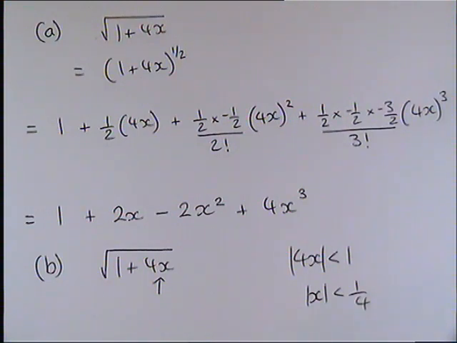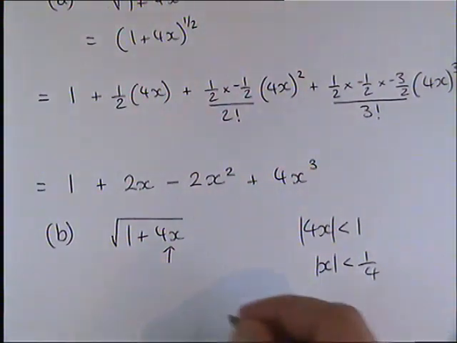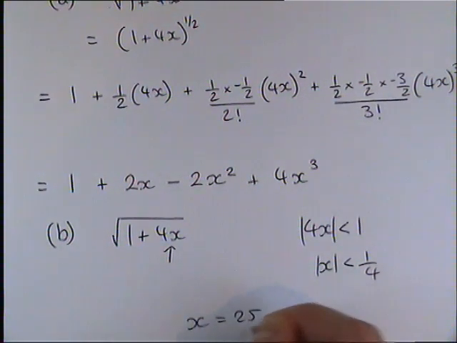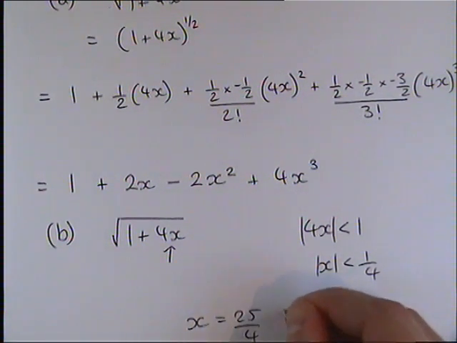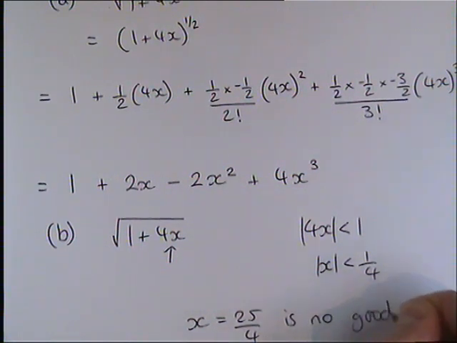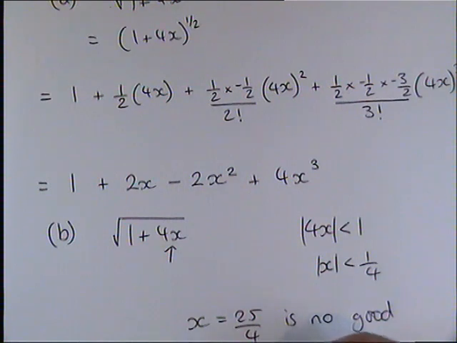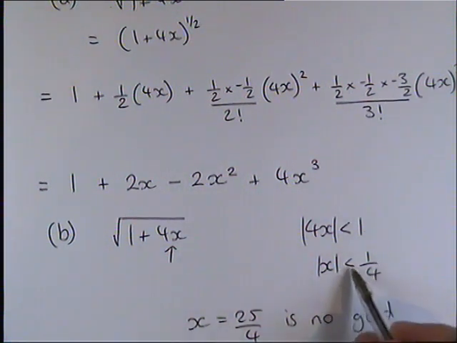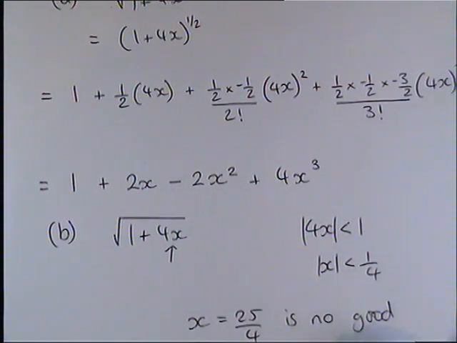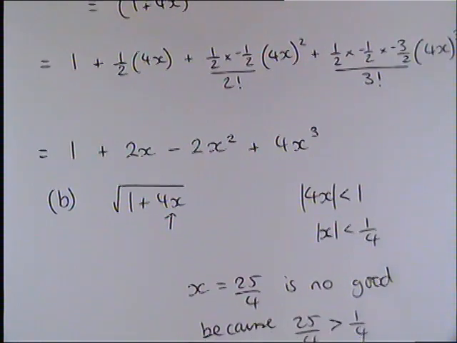And in part B, they're asking us to explain why x equals 25 over 4 is no good. The reason that it's no good is that 25 over 4 is actually not less than a quarter, it's greater than a quarter. So it should not be used to make any approximations.